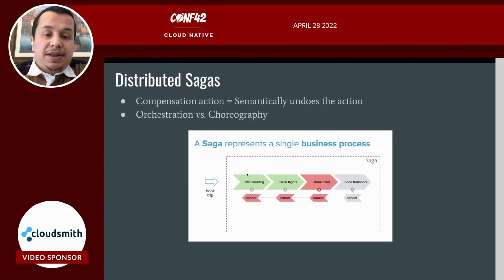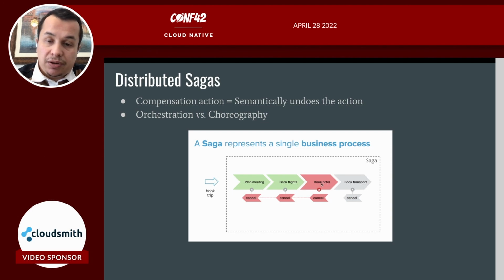This figure actually represents the saga better because it is just a serial run of multiple services. Imagine that you are booking a trip, and when you are booking a trip, you need to first plan the meeting, then book the flights, then book the hotel, and then book the transport. And again, imagine that you plan the meeting successfully, then you book the flight successfully, but you had an issue when booking the hotel.